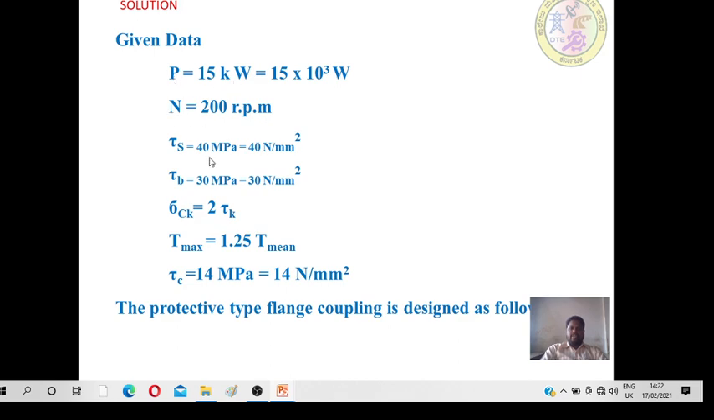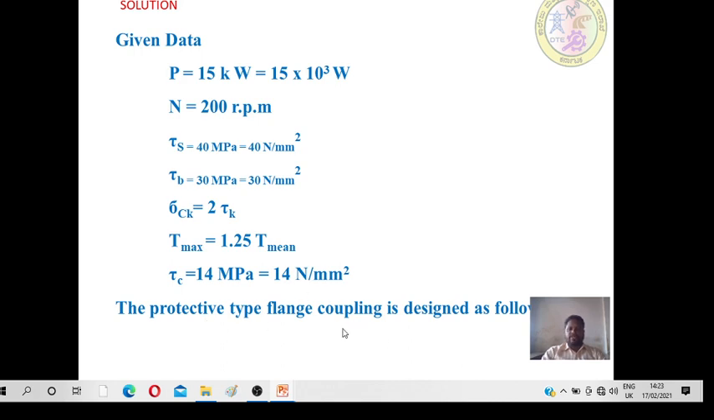This is the power, speed is given, shear stress, and this is the shear stress for bolt material, 30 MPa, which is equal to 30 Newton per mm square. And one more thing is given there, that is the crushing stress for the key material is twice the shear stress. Then T max is given, that is the maximum torque exceeds by 25%. Therefore, T max equals 1.25 into T mean, and tau C equals 40 MPa.